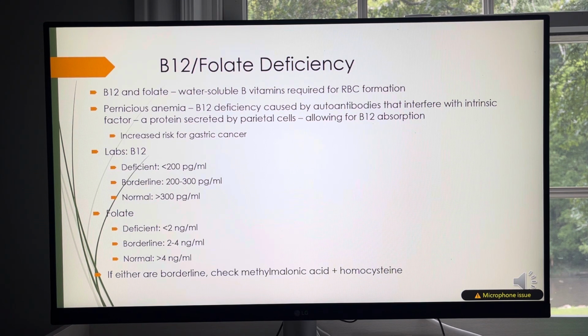Patients who have pernicious anemia have an increased risk for gastric cancer. So that's going to play a role in the workup. Hold on to that thought.